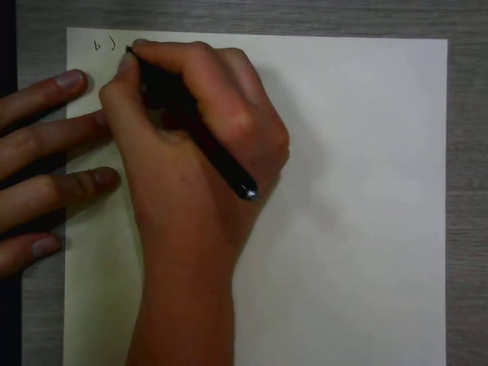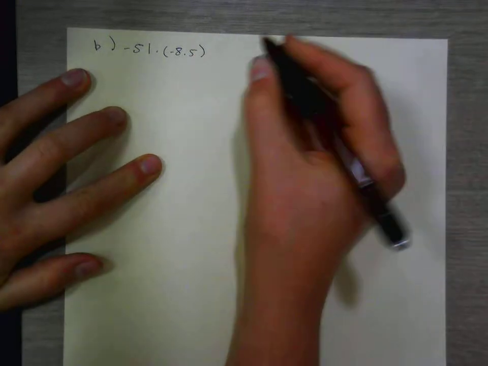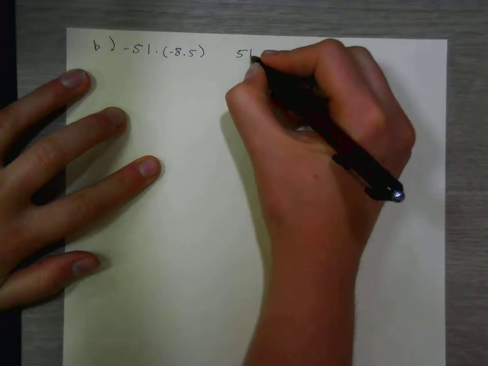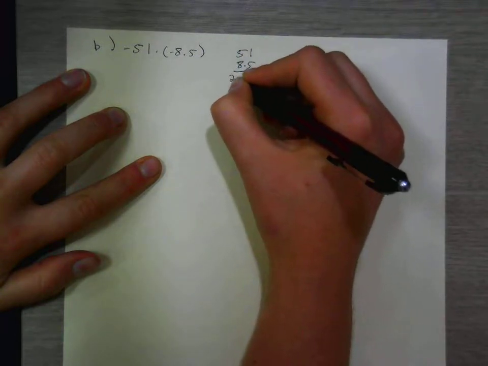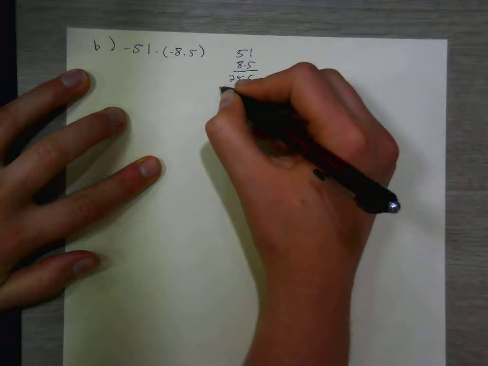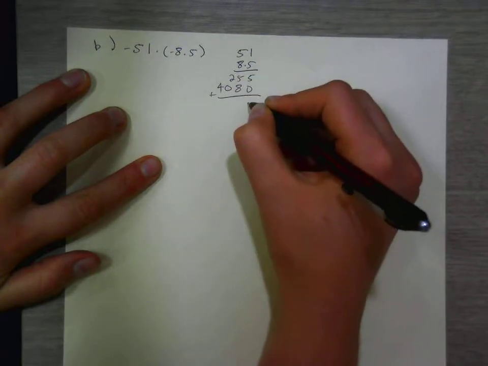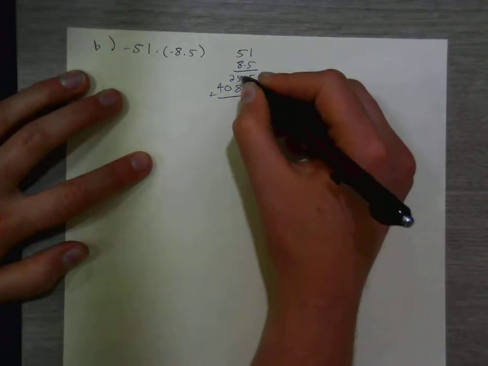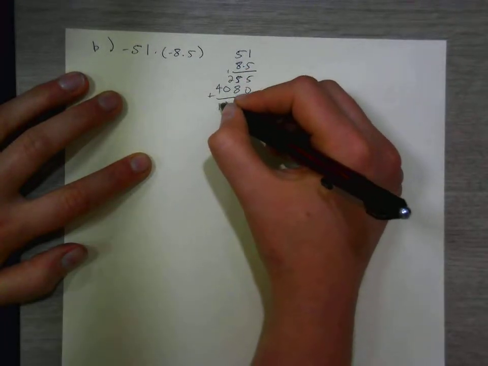B, negative 51 times negative 8.5. Let's put that into a problem here. So we have 51 and 8.5. So we're going to multiply. 5 times 1 is 5. 5 times 5 is 25. 8 times 1 is 8. 8 times 5 is 40. Now we're going to add those. 5 plus 0 is 5. 5 plus 8 is 13. 1 plus 2 is 3. And then we carry down our 4.